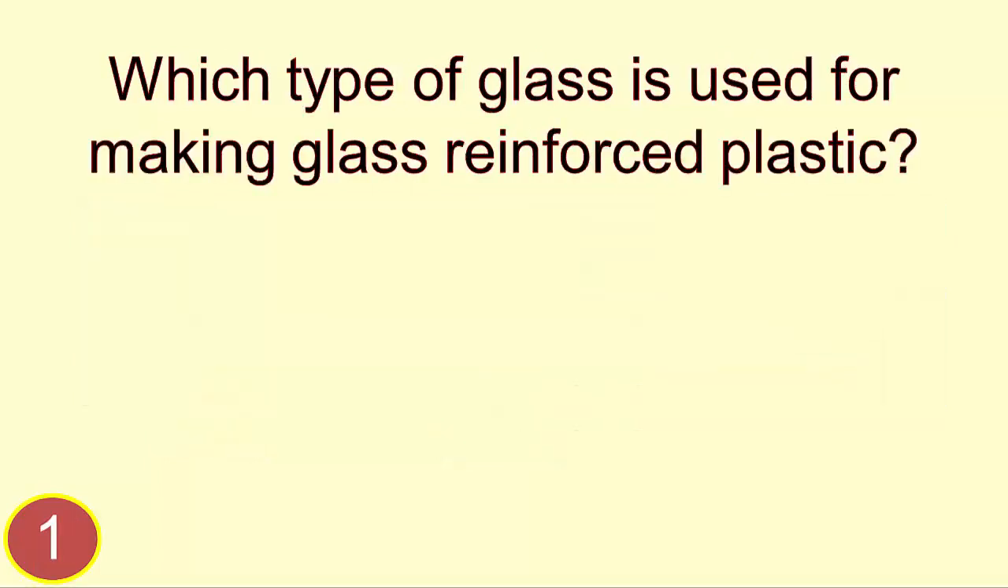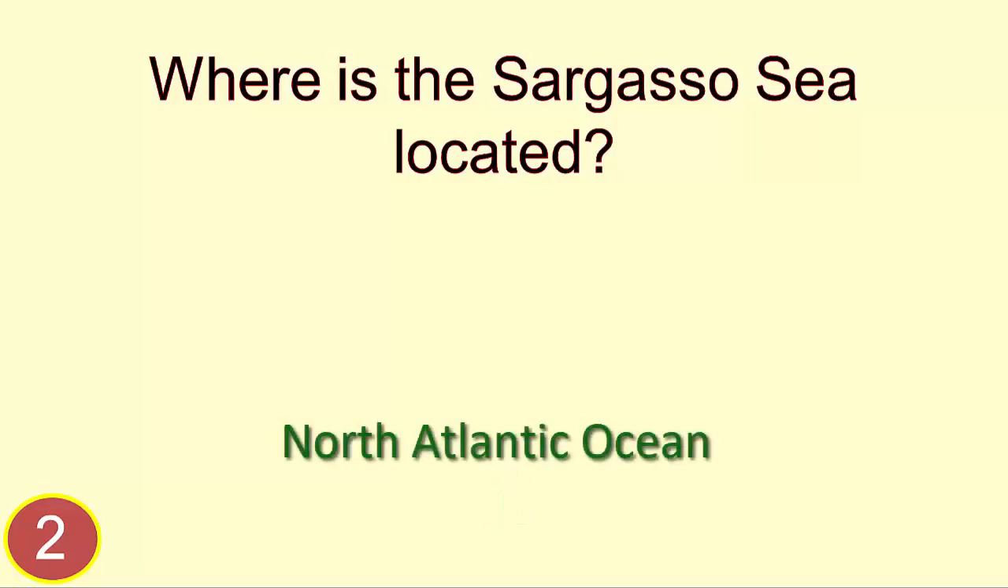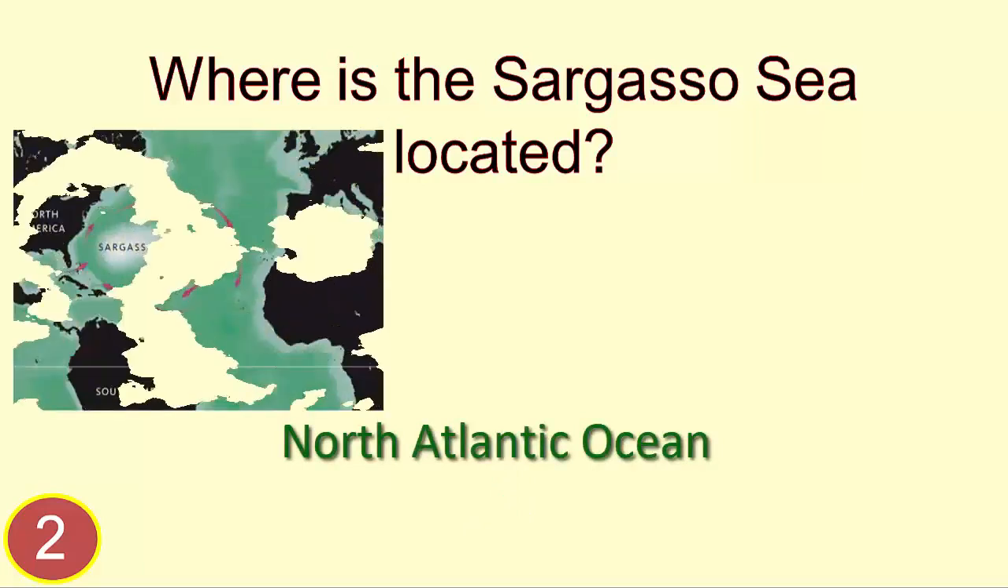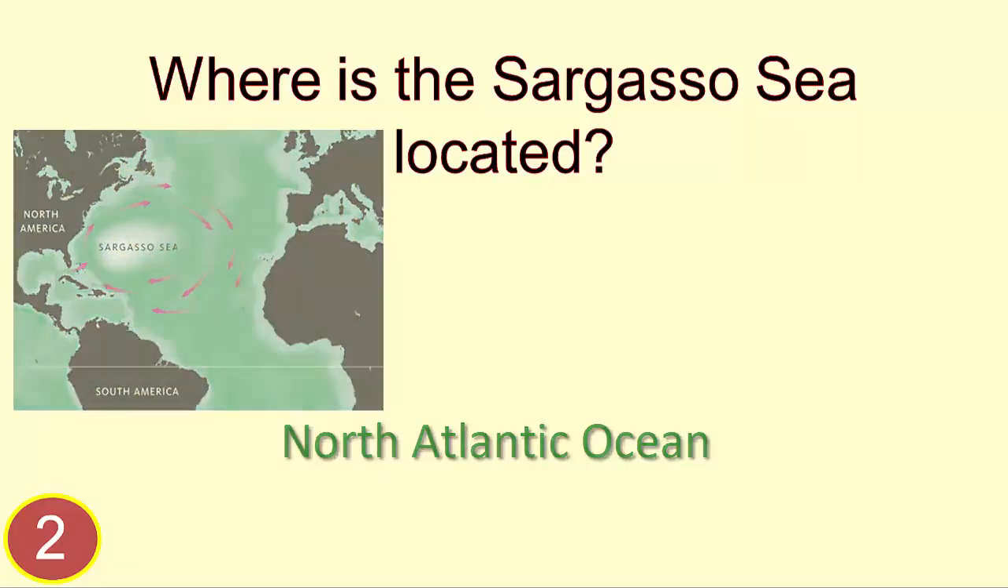Which type of glass is used for making glass reinforced plastic? Answer is quartz glass. Where is the Sargasso Sea located? Answer is North Atlantic Ocean. The Sargasso Sea, located entirely within the Atlantic Ocean, is the only sea without a land boundary.